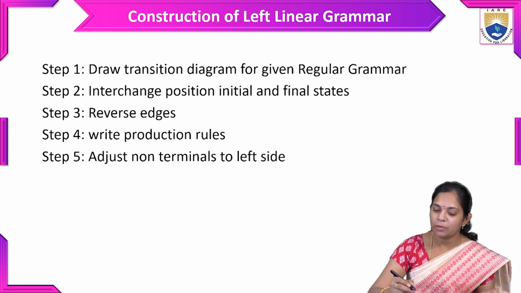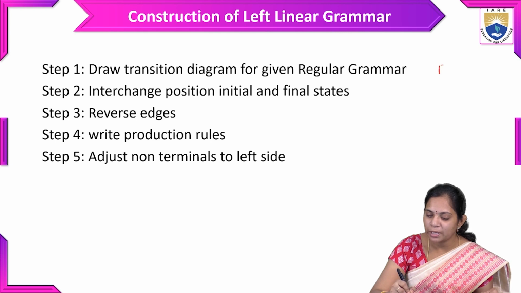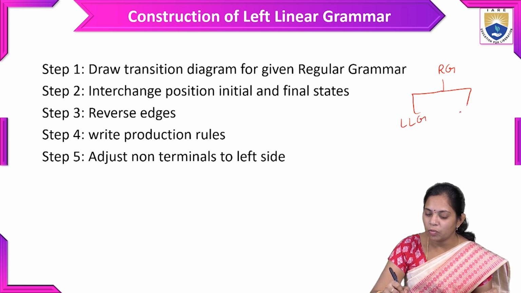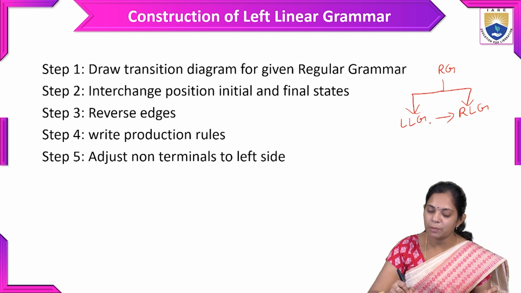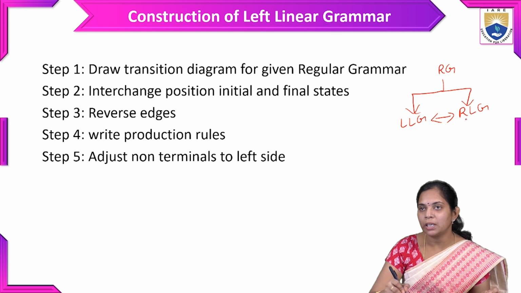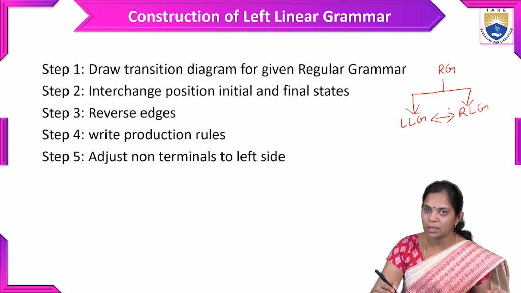Before that, regular grammar is divided into two types. What are those? Left linear grammar and right linear grammar. These are the two types. So what is the equivalence? In the sense, we have to convert right linear grammar to left linear grammar and left to right. We can convert it both ways. So that is the equivalence between the regular grammars.